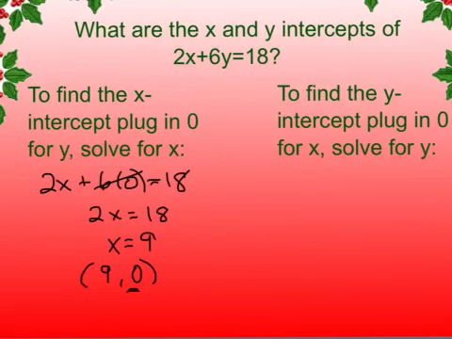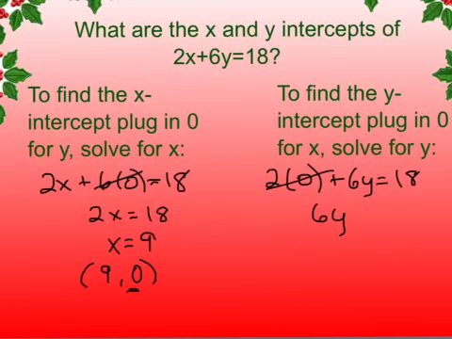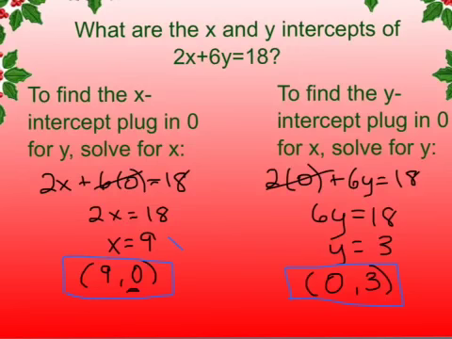Now we're going to do the same thing for y. We're going to plug in 0 for x in order to solve for the y-intercept. So 2 times 0 is just 0. Anything plus 0 is itself. 6y equals 18, so y equals 3. And we know wherever x is 0, y is 3. So if they asked you for the coordinates, you'd put these answers. If they just asked you for the intercepts, you could just put these answers.